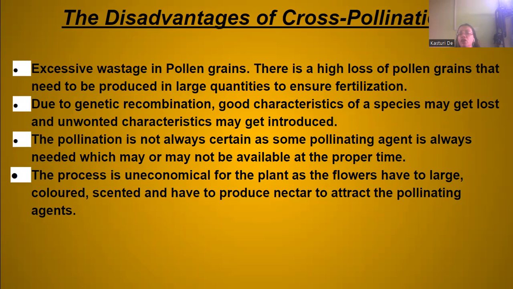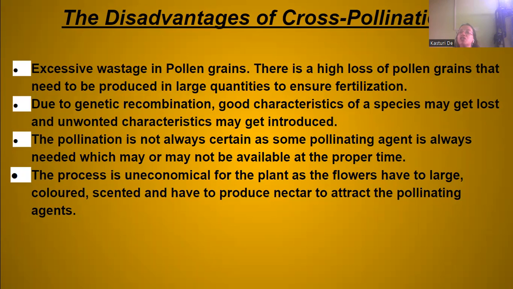Due to genetic recombination, good characteristics may get lost, and unwanted characteristics may get introduced. As we know, different characteristics are being added. Some good characteristics may be added, but there is also a chance that bad characteristics may be added. So good characteristics may be lost and bad characteristics may be added also. This possibility is also there.